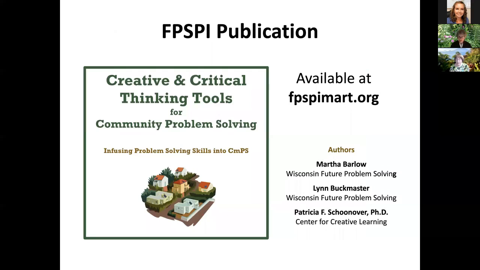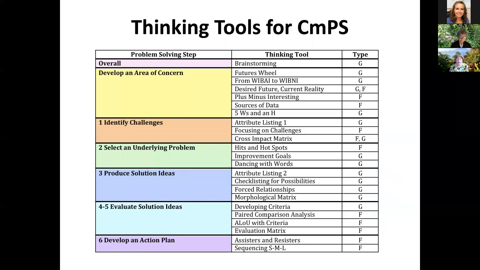This is the publication that we developed. It's available at FPSPI Mart, and in it are a number of tools. We're going to show you all of the tools that are in the publication right here. So you can see how they're organized with each of the problem-solving steps. And then the thinking tool is listed, and also the type, whether it's a generating or a focusing tool. And for each of these tools, there is a detailed explanation on how to use the tool. There's a sample page of student responses, and then there is a blank page that students can use as a worksheet.